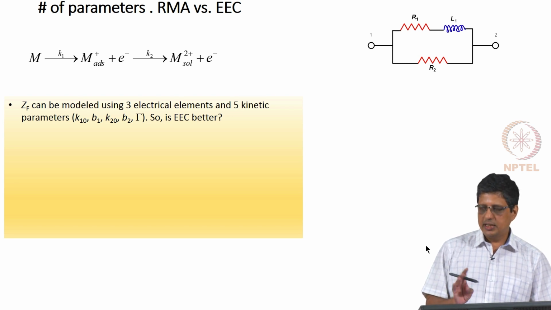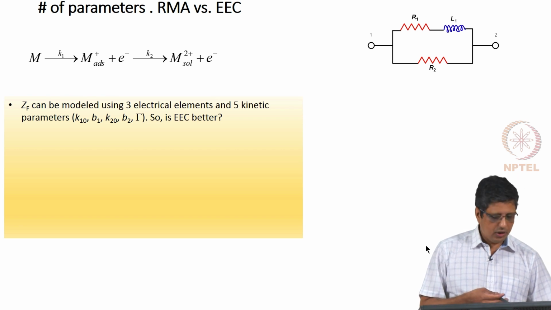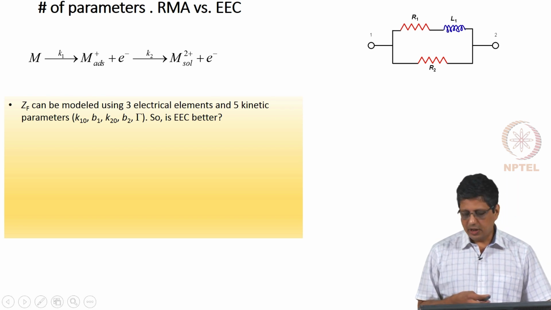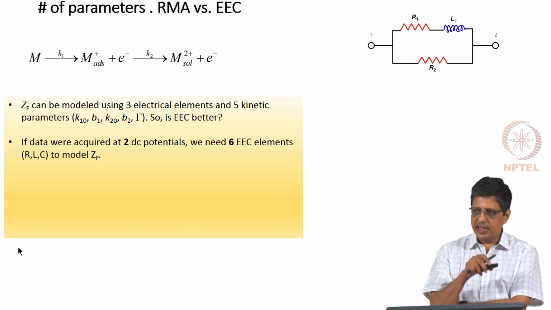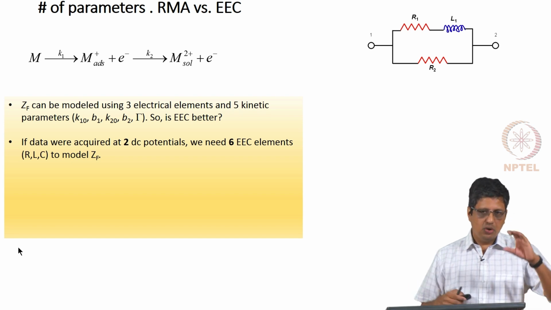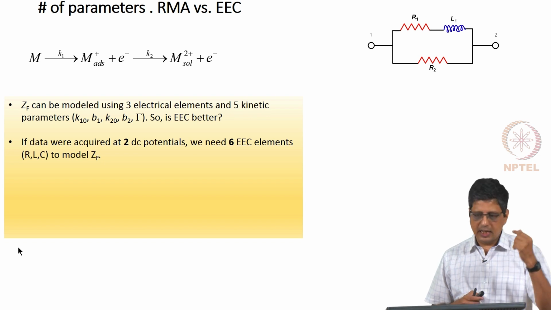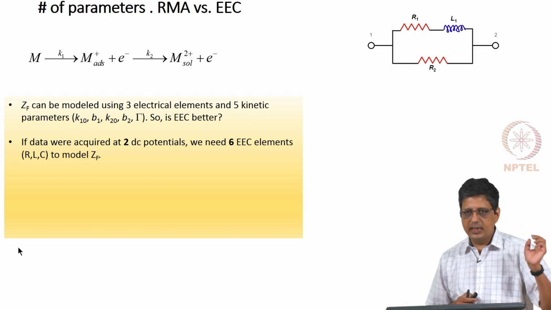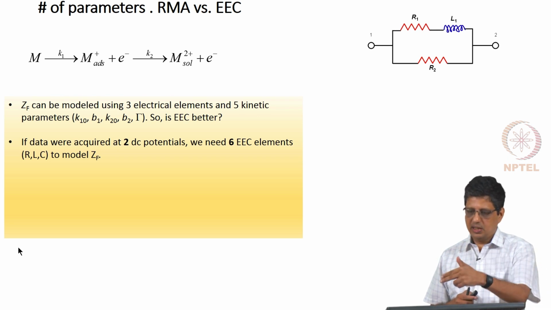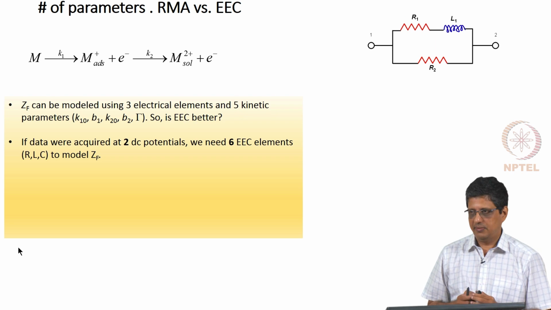We are going to say that that is common for EEC or RMA. So, we can say that you have 3 electrical elements and you have 5 kinetic parameters. If you acquire data at 2 DC potentials, you will have to represent using 6 electrical elements. Although you will show one circuit, when you tabulate it, you have to say R1, L1, R2 at this DC, R1, L1, R2 at the next DC. So, those are actually 6 variables.